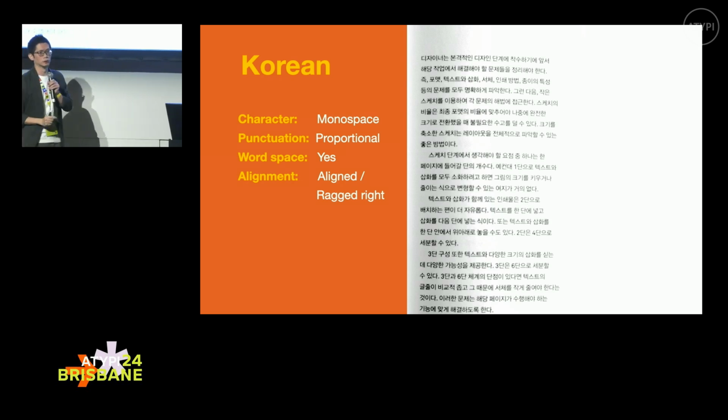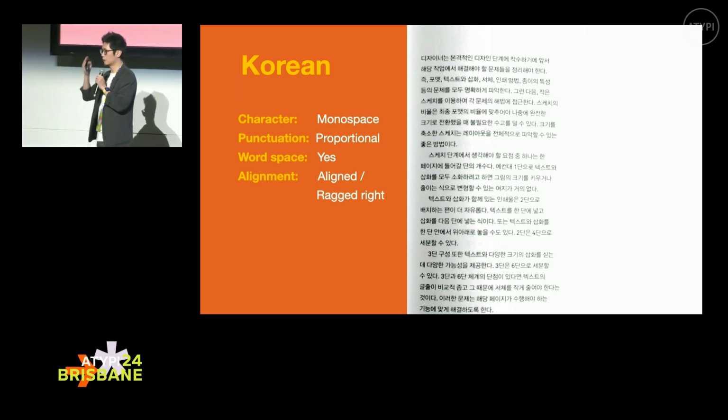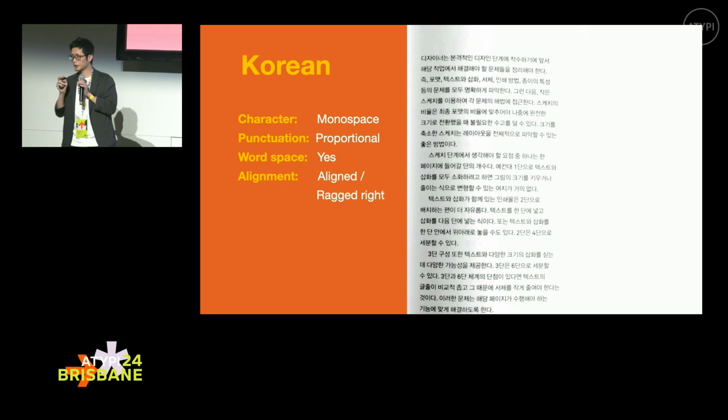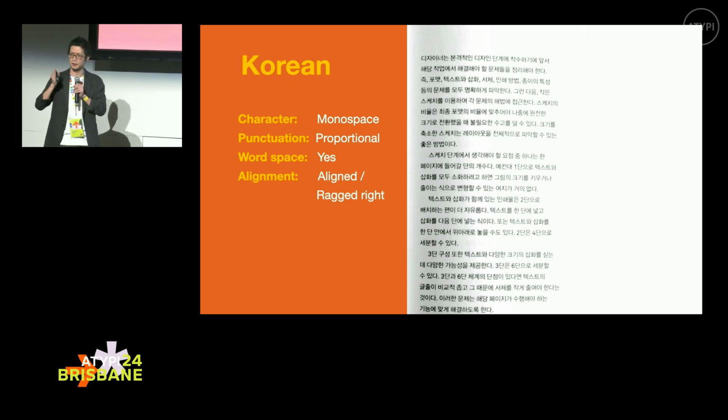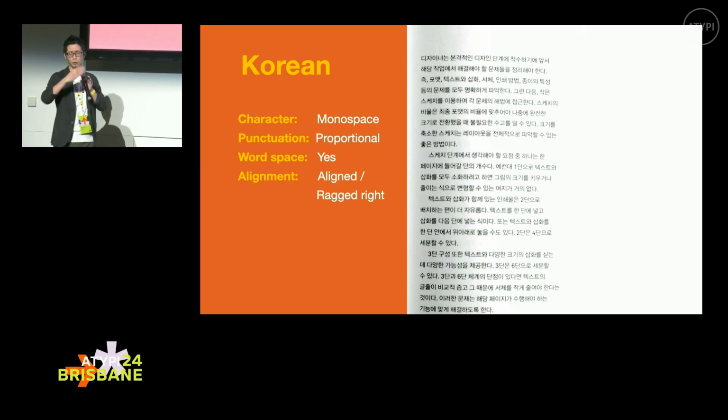The word space in Hangul is orthographically required. If you don't put the space correctly, it is just like a spelling mistake. So it is important: if you write Hangul, you must place the space correctly. For alignment, maybe traditional designers prefer justification, but since you have proportional characters and word space, you can just follow the Latin layout, and it is just ragged right.